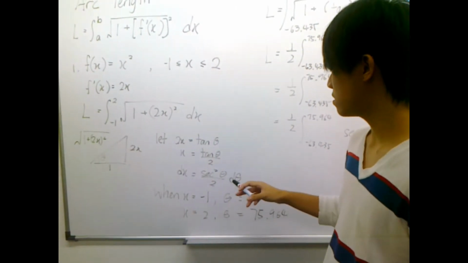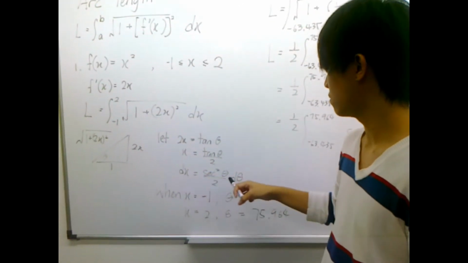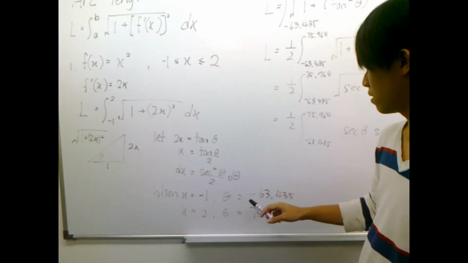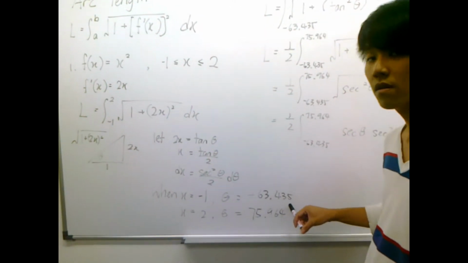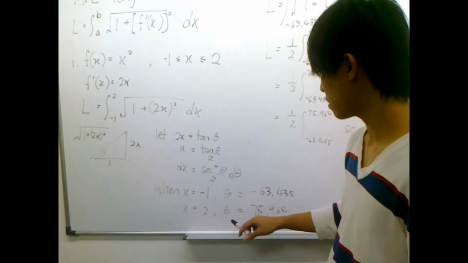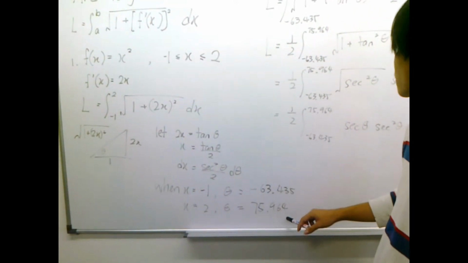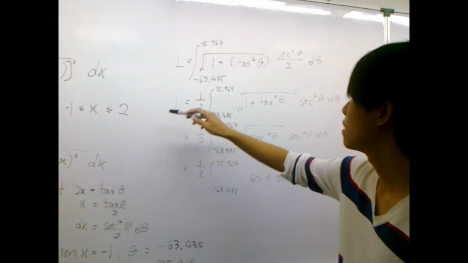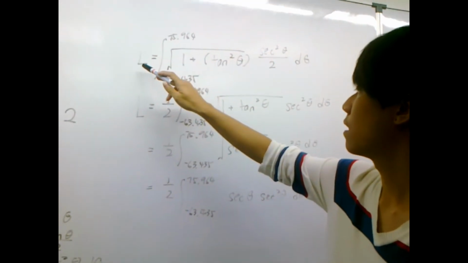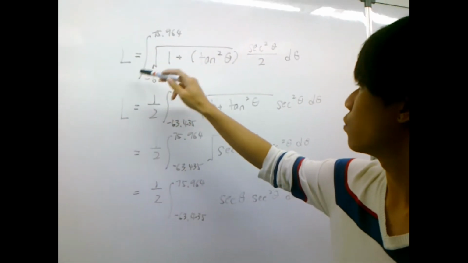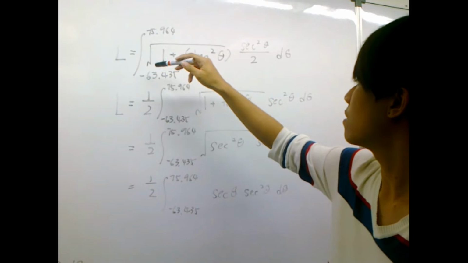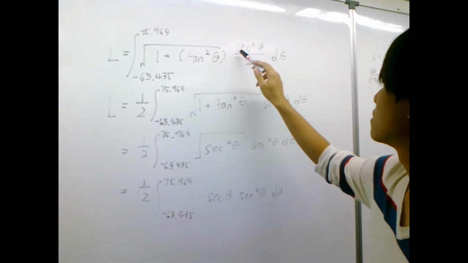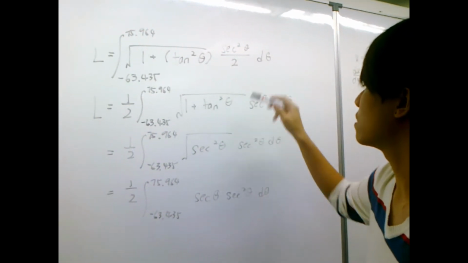And when we change this from dx to d theta, we have to change the limits. When x equals negative 1, theta equals negative 63.435, and when x equals 2, theta equals 75.964. And now we'll substitute everything back into this equation. Arc length equals the integral with the new limits of the square root of 1 plus tangent squared theta, times secant squared theta over 2 d theta.